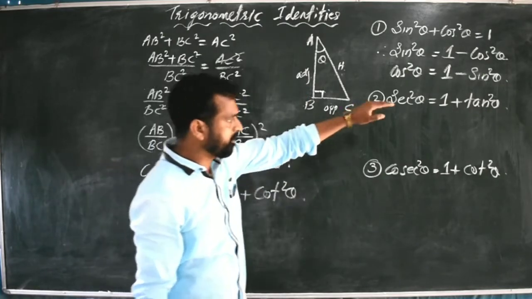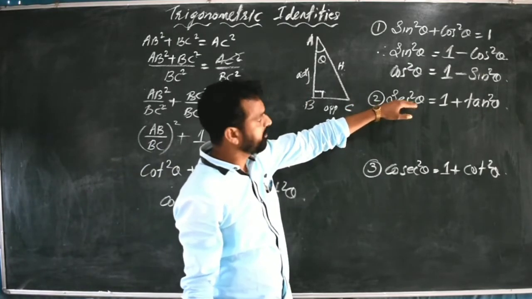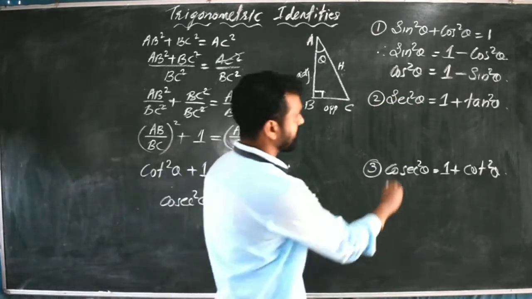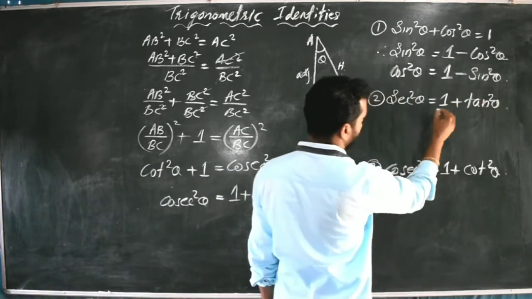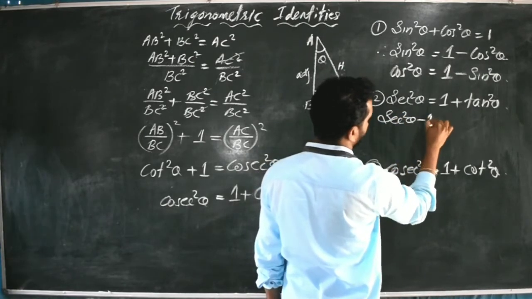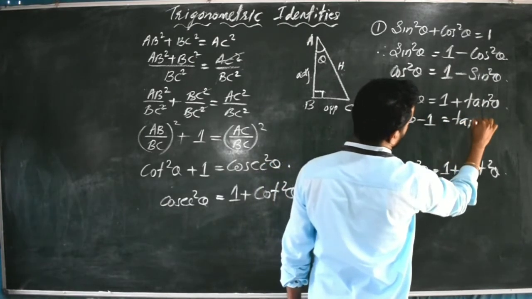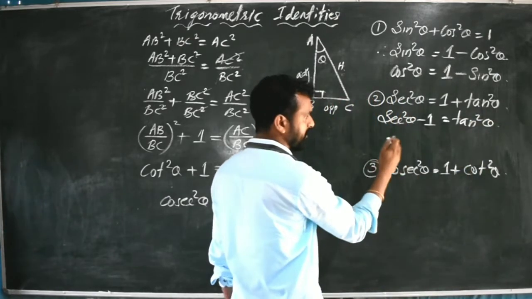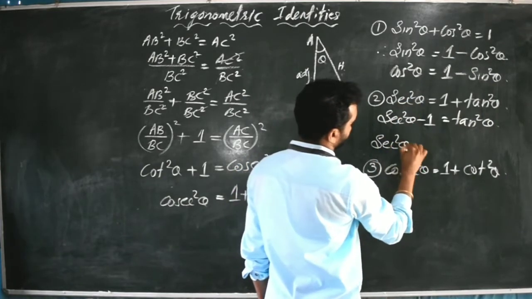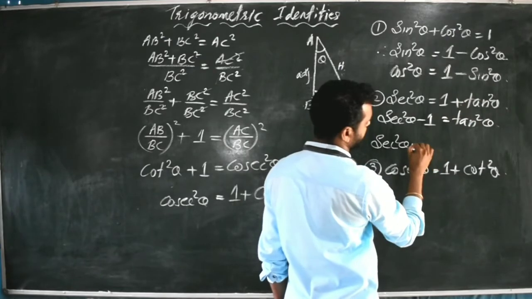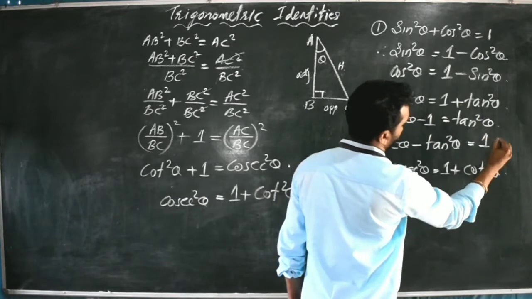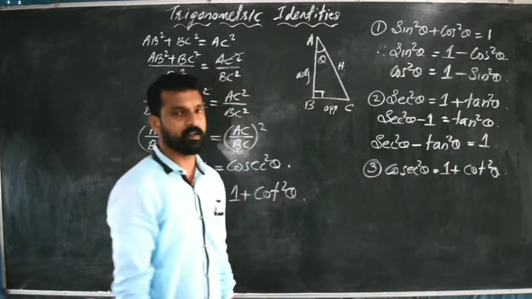Now next one. From this second trigonometric identity, we can derive 2 more identities. That is sec square theta is equal to 1 plus tan square theta. 1 we will transpose to the left side. Then we will get sec square theta minus 1 is equal to tan square theta. Now to get the next equation, tan square theta we will transpose to the left side. On the left side sec square theta is there, so sec square theta minus tan square theta is equal to 1.